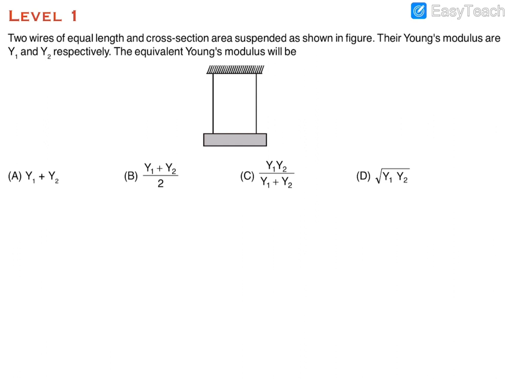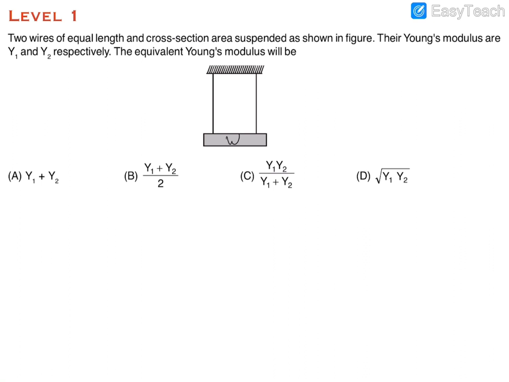In this question, you can see that there is a load. Let's suppose it is W, and there are two wires which are of the same material and same length, but in fact their Young's modulus is different, so the material cannot be the same, and their length is the same. So the cross section area of these two wires is also the same. We have to find out the equivalent Young's modulus of these two wires.